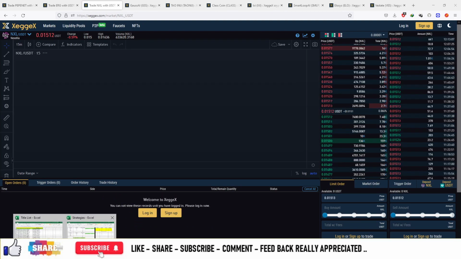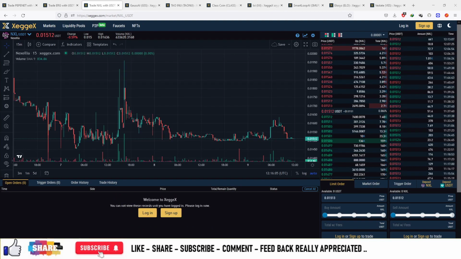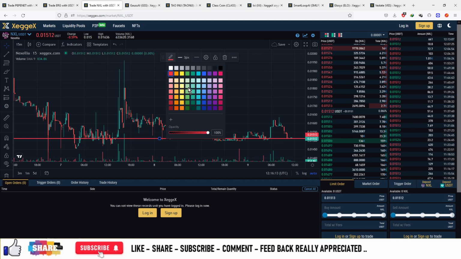So, let us look at the support areas and the resistance areas, and let us see how we can trade this currency on this platform. Right now, the market price of this currency is 0.015. So, you can take a small entry at the market price. That is entry number one.